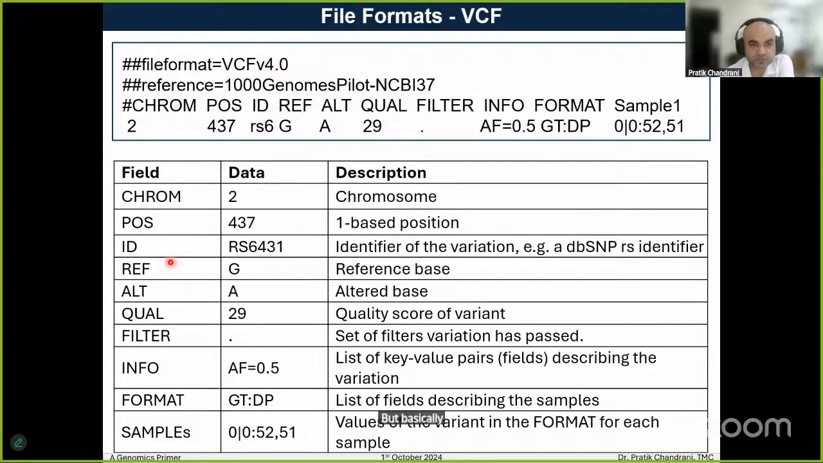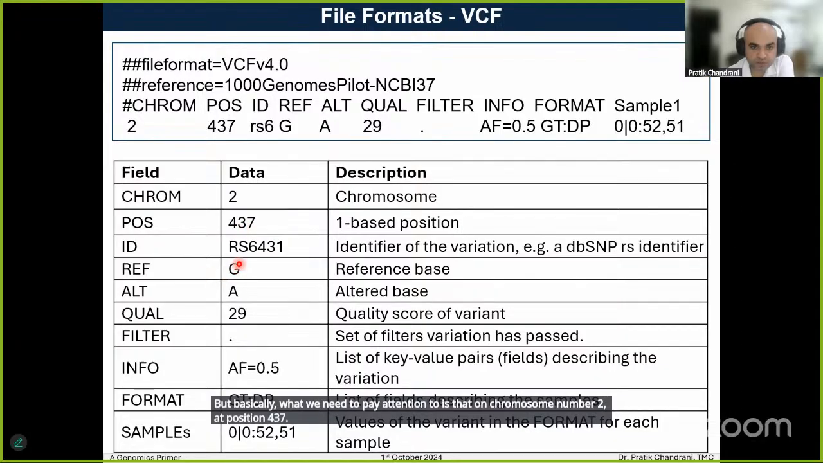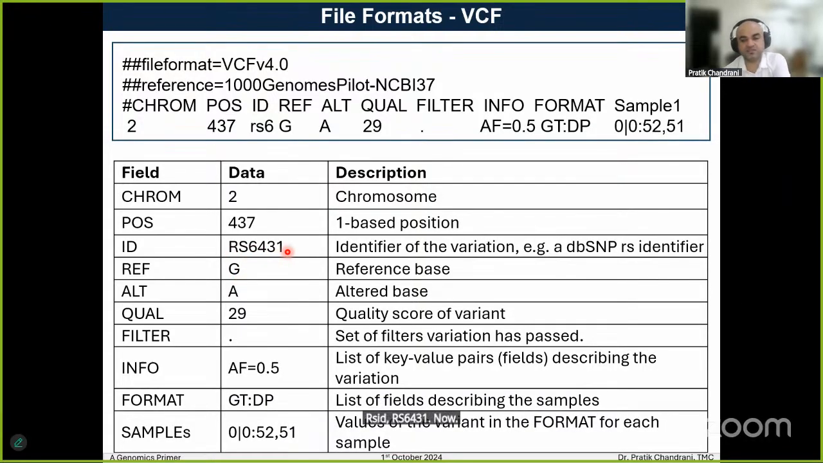But basically, what we need to pay attention to is that on chromosome number 2 at position 437, we have observed a mutation from G to A, and this mutation is associated with RSID RS6431. This RSID is very interesting for various human genomics applications. This is retrieved from the dbSNP database.